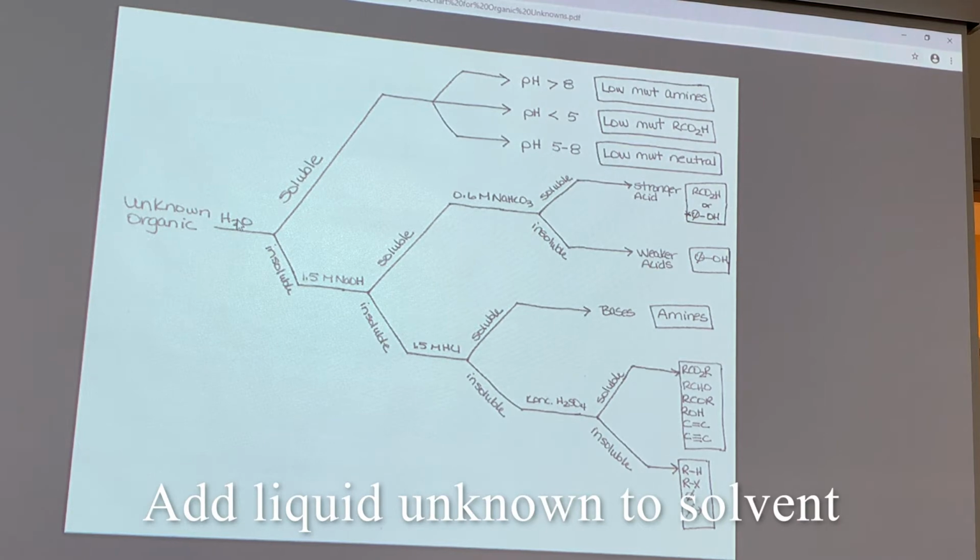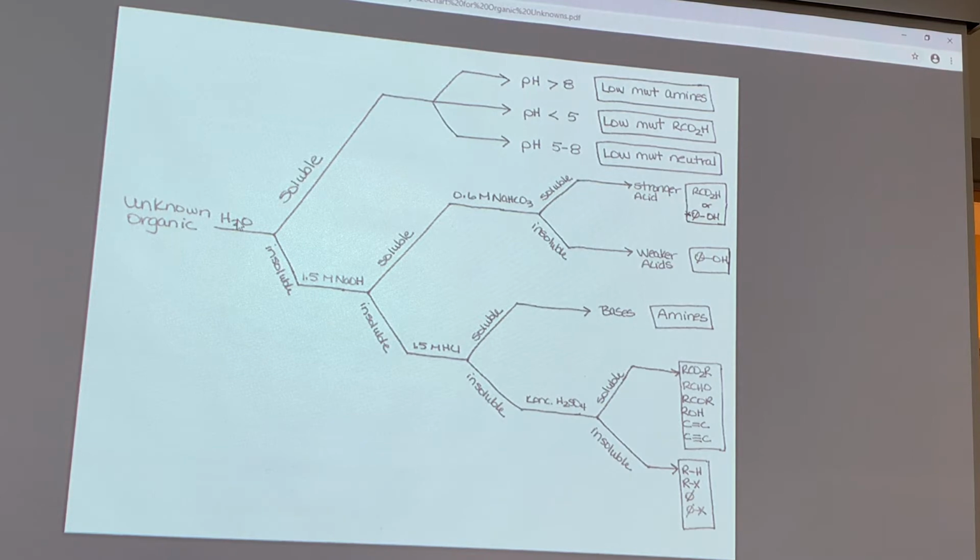I usually don't weigh out liquids. I typically add liquids into these other aqueous solutions, and then sometimes it is hard to tell if it is soluble or not if you're using a very small amount. I typically add more to see if what I'm seeing on the top layer is a meniscus layer or is it actually a second layer. So we'll talk about that when we get into the lab and actually do the experimental part.